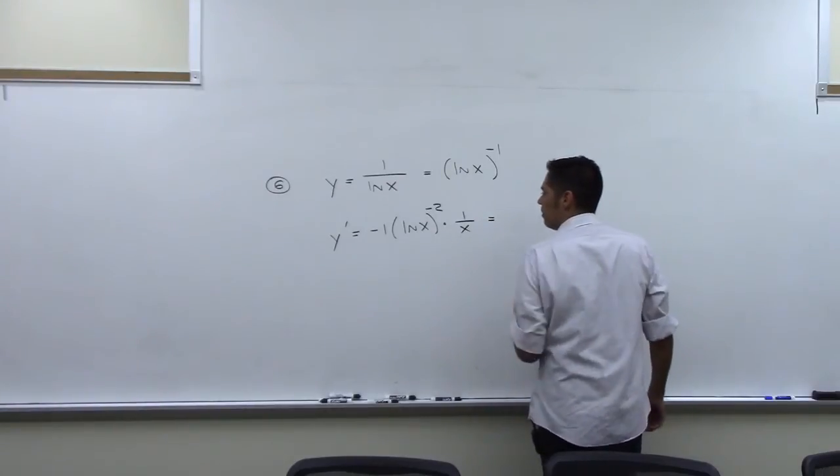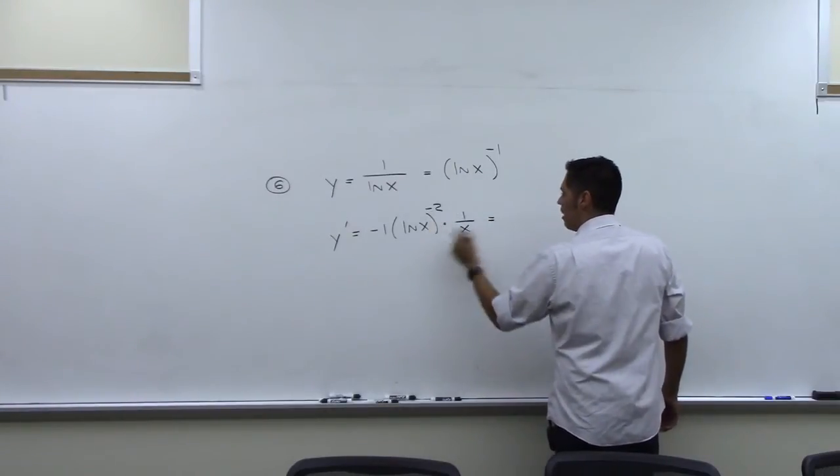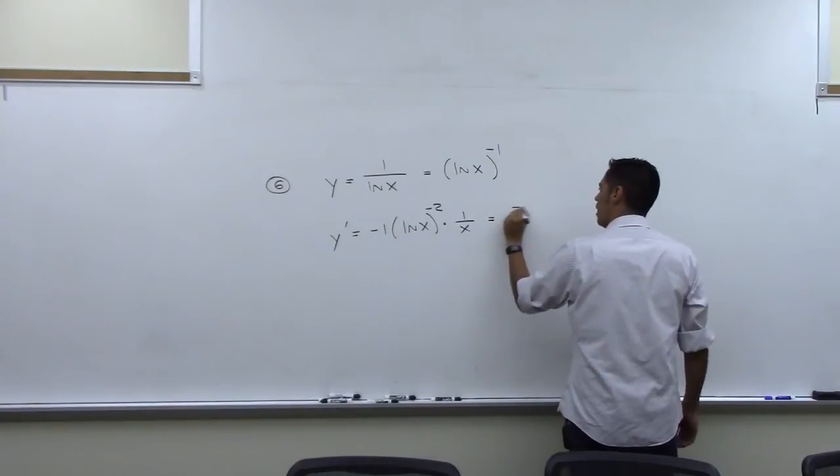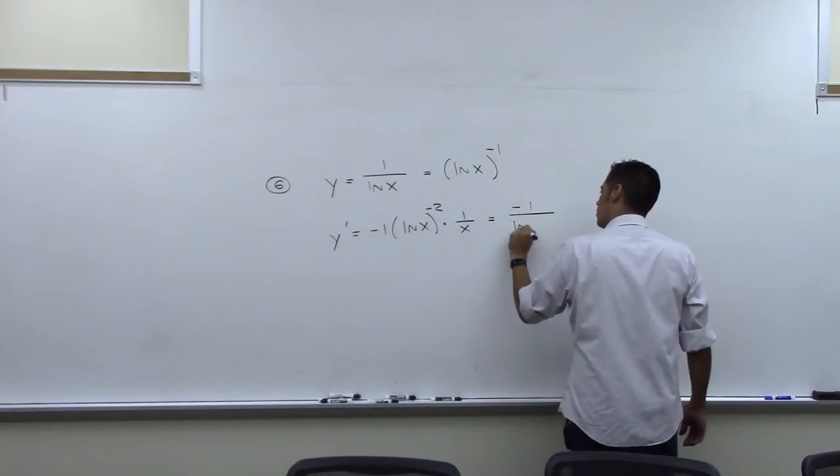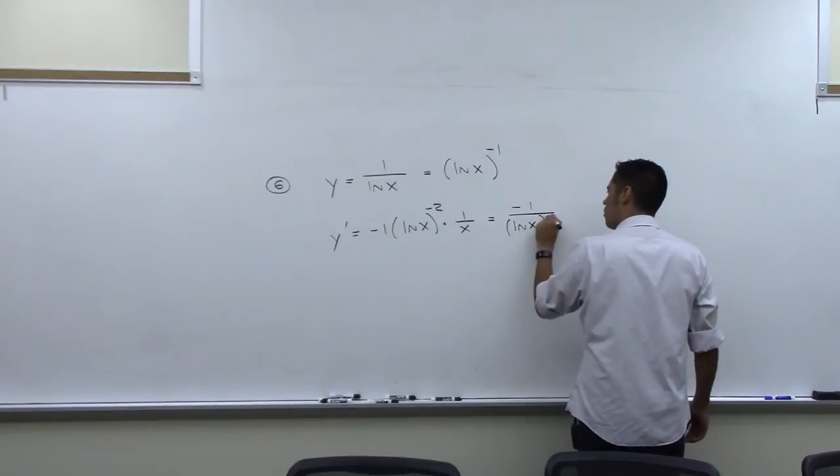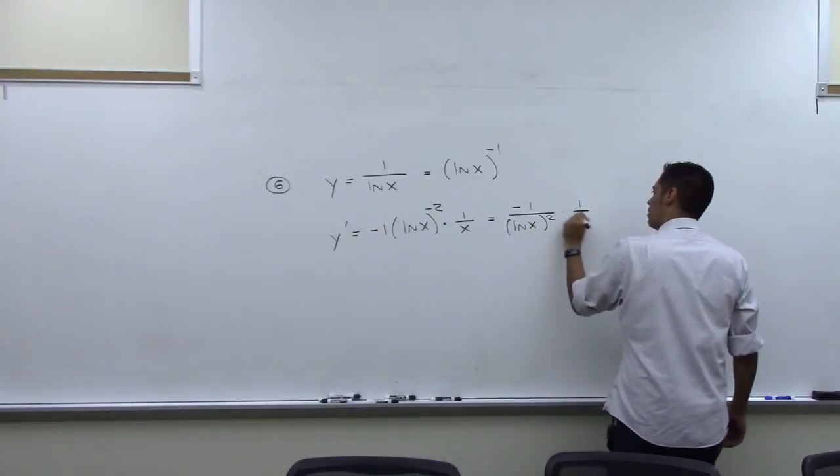Now I'll just clean up. This drops down to the denominator. That's a negative 1 out front. So I have negative 1 over natural log of x, the entire thing squared. And then I still have 1 over x over here.